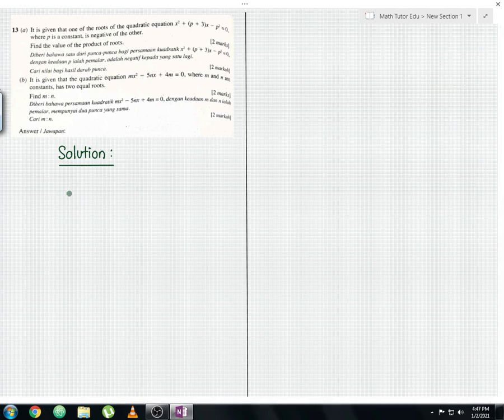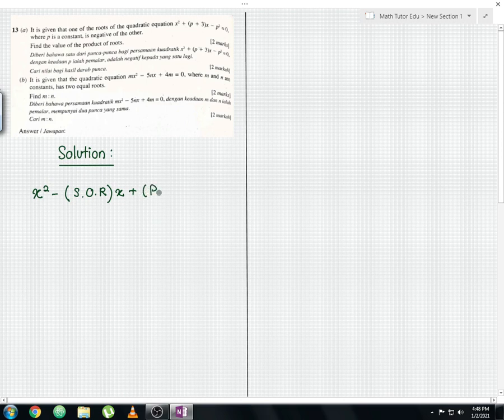Before proceeding to solve question part A, allow me to give a quick explanation on how I'm going to solve this question. For this question, we're going to use the general formula of a quadratic equation, which is given by x squared minus (sum of roots, SOR) x plus product of roots, in this case I write as POR, equals 0.